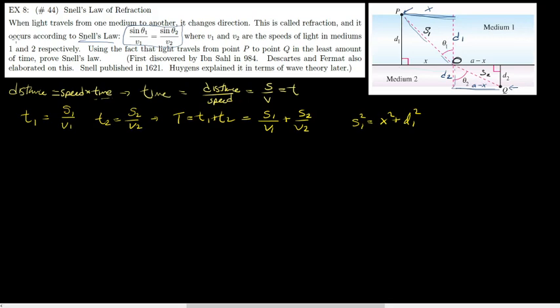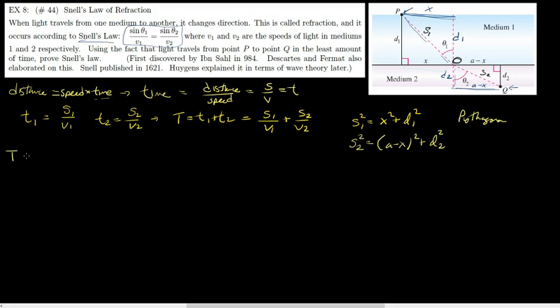And now let's do the same thing for S2. S2 is a little more complicated, right? So it's a minus x squared plus d2 squared. So this is really just the Pythagorean theorem, applying it to these two triangles, right? So let's plug that in here.